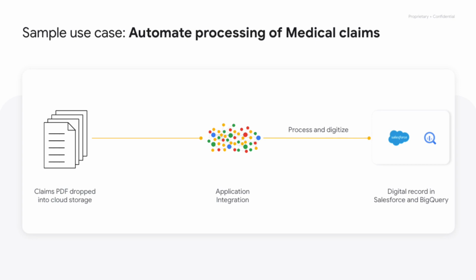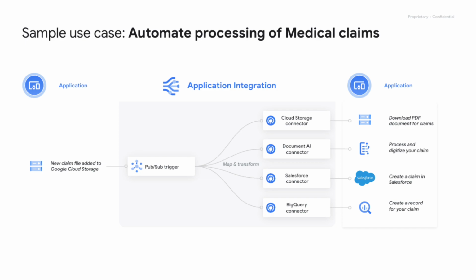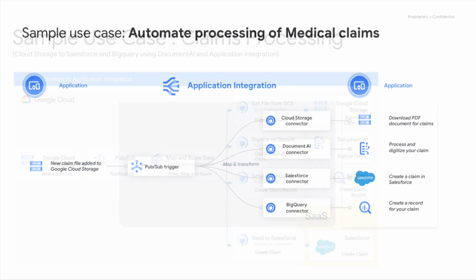This is what the solution looks like. You can see the file arrives at Google Cloud Storage. That's going to notify PubSub. Then PubSub will trigger an integration, and then integration will orchestrate a series of steps. So we will download the file from GCS using the GCS connector. Then we'll digitize the data using DocAI. Then we will send it to BigQuery and Salesforce using the connectors for those systems. Let's jump into the product and see what it looks like.